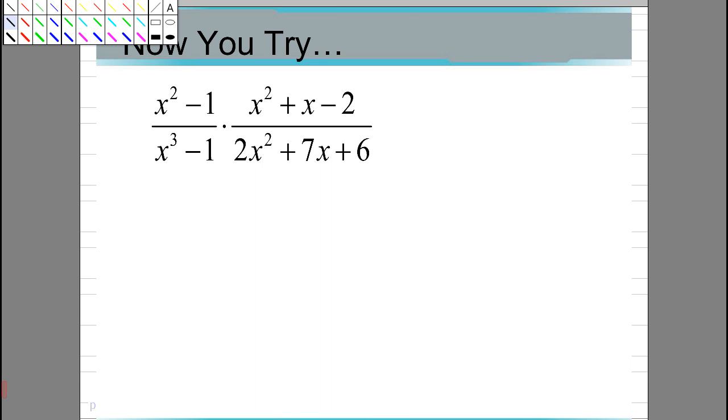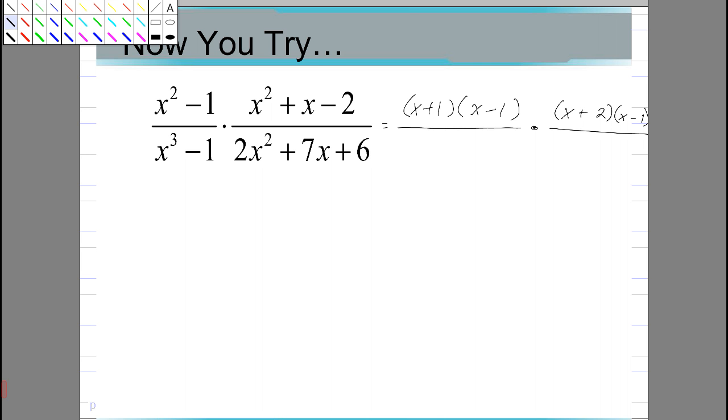Now I know that the upper left factors, 2x plus 1, x minus 1, and I know that the upper right factors into an x, we have an x, we have a 2 and a 1, a minus 1 and a positive 2.